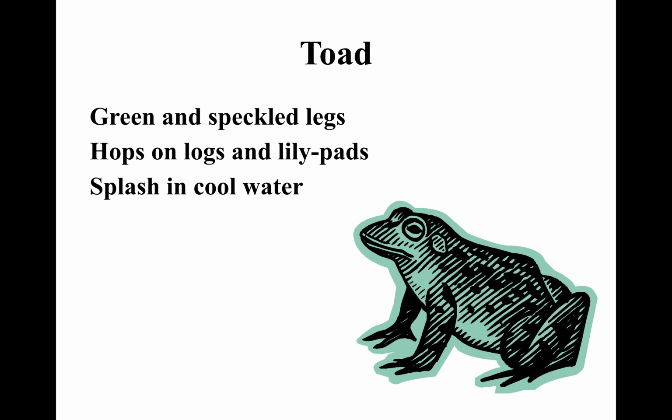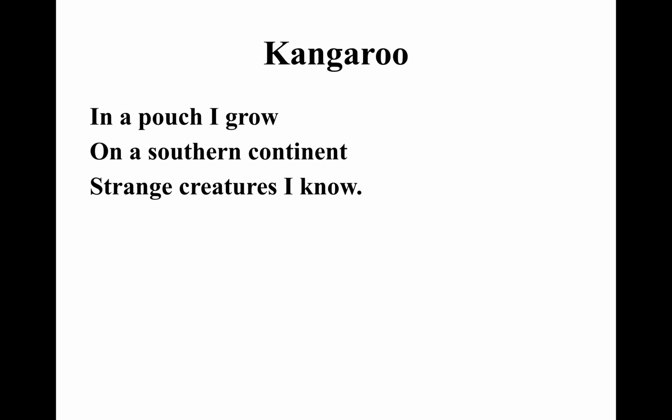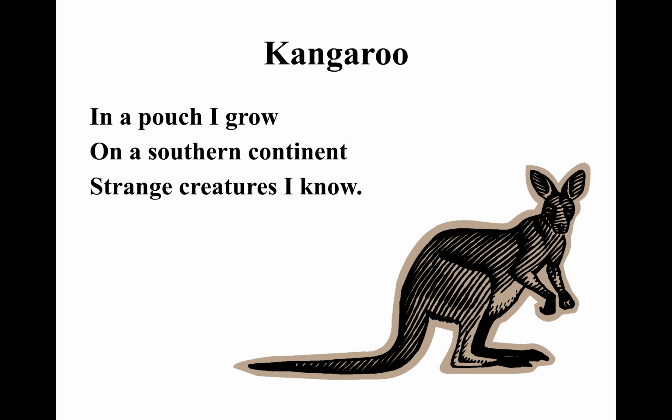Number 2. Green and speckled legs, hops on logs and lily pads, splash in cool water. Toad. Green and speckled legs, hops on logs and lily pads, splash in cool water. The last one. Kangaroo. In a pouch I grow, on a southern continent, strange creatures I know.